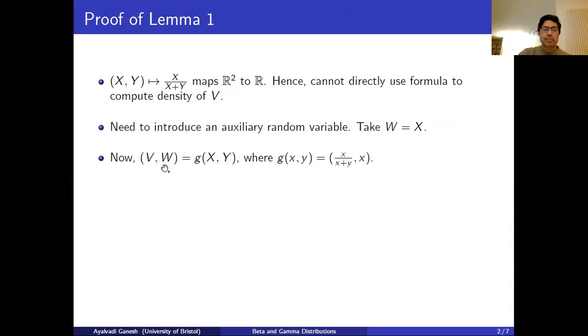Okay, so then (V, W) is this function G of (X, Y), which is defined in this way. The first coordinate is X over X plus Y, that's V. And the second coordinate is X, and that's supposed to represent W. Okay, so we have random variables X and Y with some joint distribution. We want to compute the joint distribution of (V, W), which are some function of (X, Y).